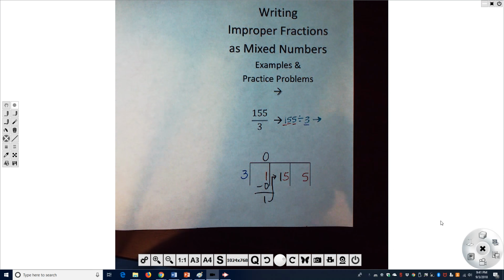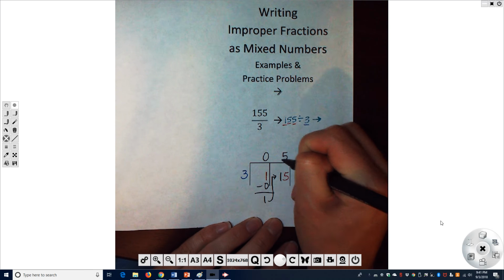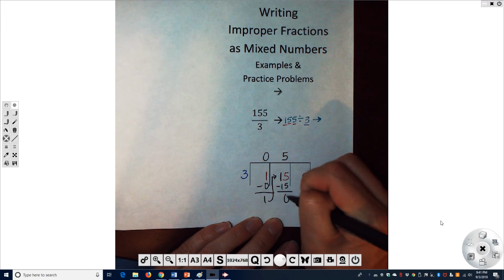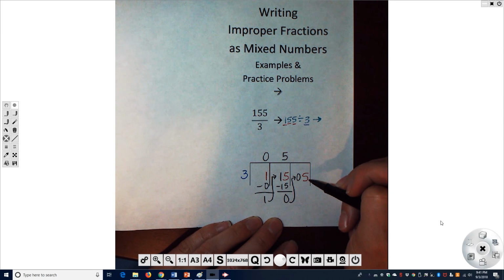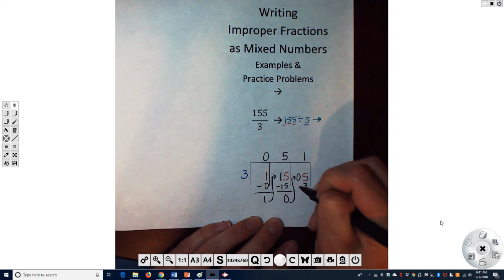And then we say, how many times can 3 go into 15? Well, 3 can go into 15 exactly 5 times. Because 5 times 3 is 15, we'll get a 0 here, and that comes over here. So how many times can 3 go into 5? Well, the closest it can get is by 1. 1 times 3 is 3.